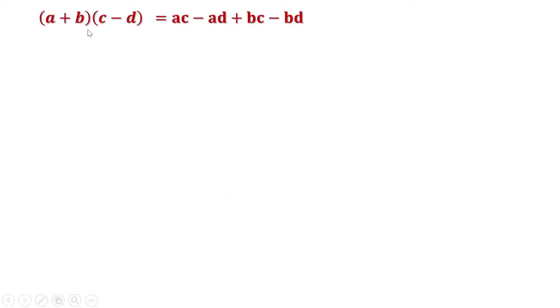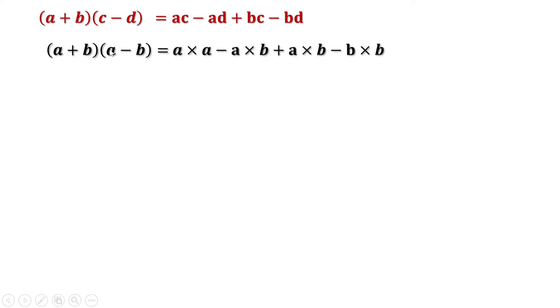We know (a + b) × (c − d) is ac − ad + bc − bd. Let us replace c − d by a − b. Then we can write (a + b) × (a − b). Let us multiply now. This is a × a − a × b + b × a. b × a and a × b are same. Minus b × b.